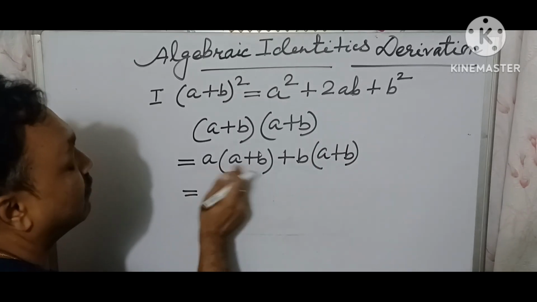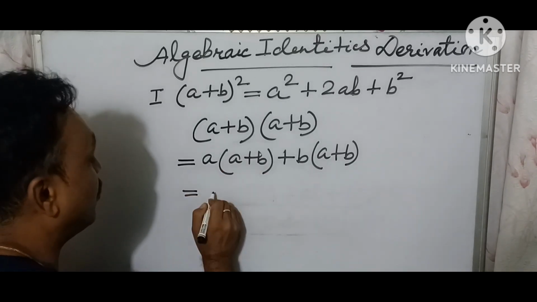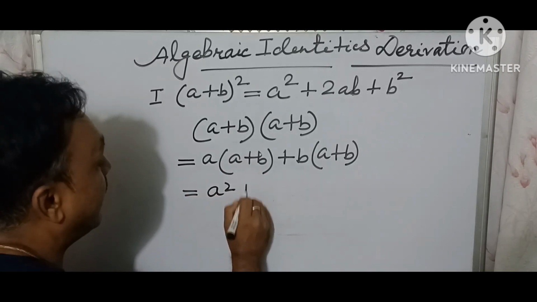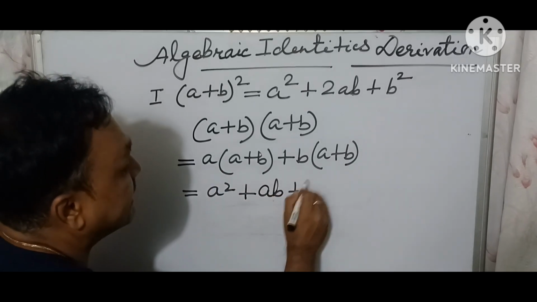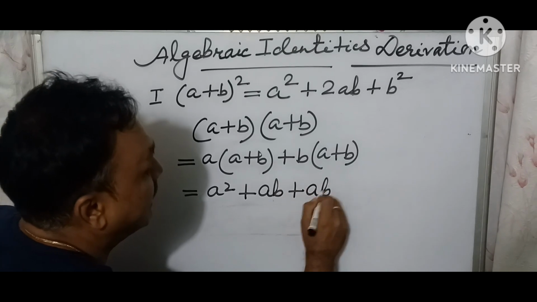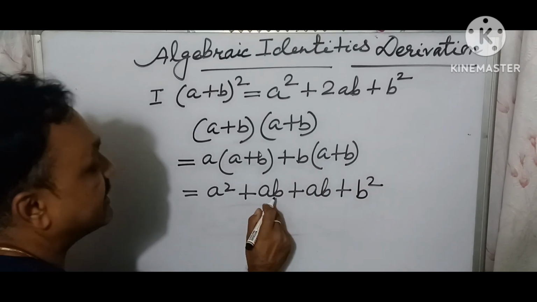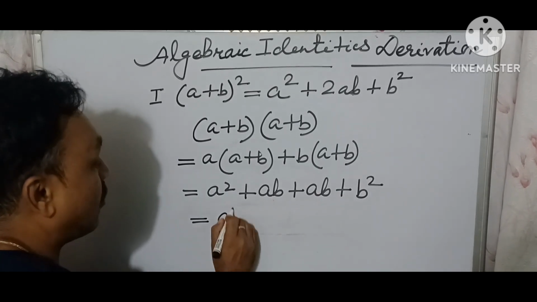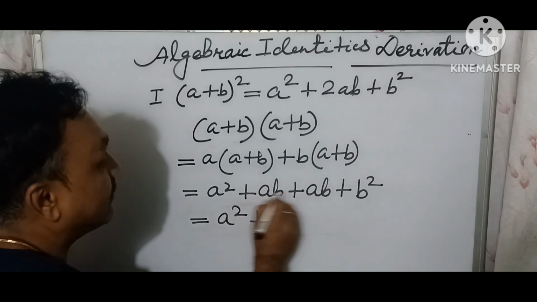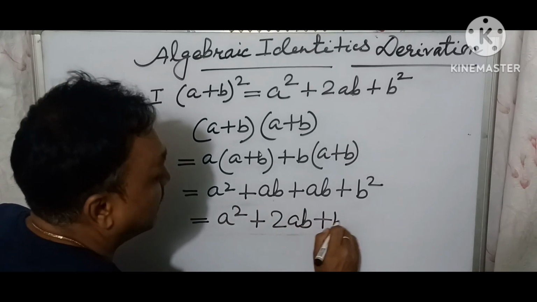Now again we have to use the same property, that is the distribution property. a into a, a²; plus a into b, ab; plus a into b, ab; plus b into b, b². Now these are the like terms, ab and ab, we can simplify. a² plus 1 plus 1, that is 2ab, plus b².